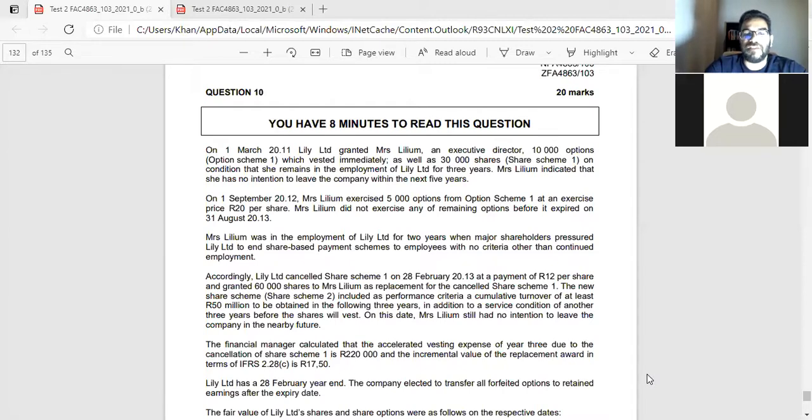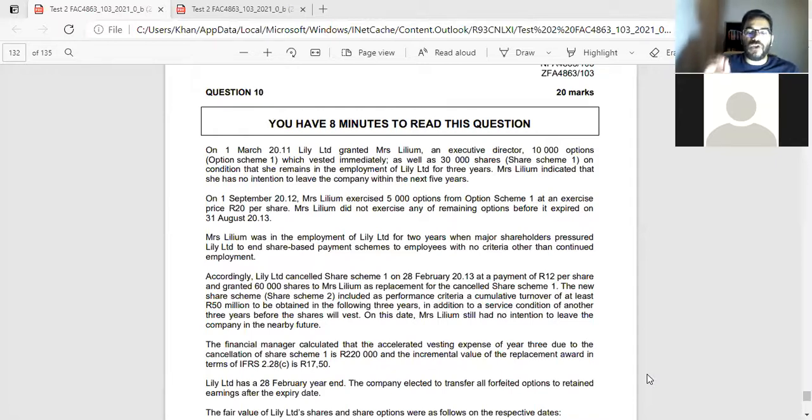Then they're telling you that she has no intention to leave the company within the next 5 years. Why is that important? When it comes to equity settled, the company needs to estimate how many employees will remain in employment. So every year end, they will estimate how many employees they expect to remain in employment at the date when the vesting period is over. She has a 3-year vesting period and doesn't expect to be leaving in 5 years. So you can see she's going to be here throughout the vesting period. Therefore we can recognize her equity settled transaction over time.